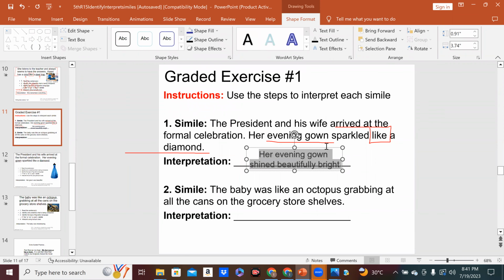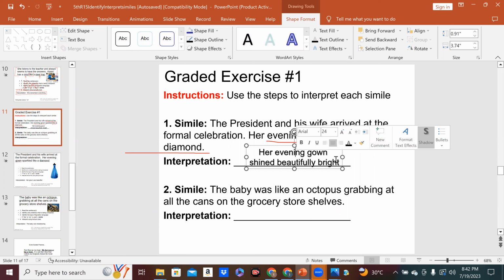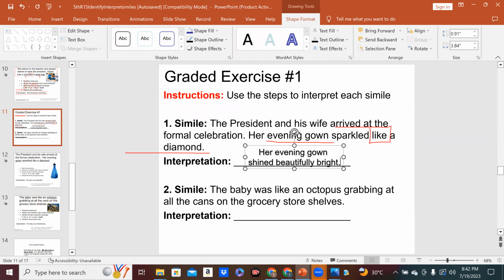But you have to include the idea of beautiful too, because the reason why they use the diamond and not the sun is because the diamond is also beautiful. So you must include that idea of beautiful or pretty or something like that. So it's not only shining, but it's also pretty. That's why I used the words sparkle and diamond. Okay, for the second one, we're going to do that now. Her evening gown shone beautifully bright. So that's the interpretation. The next one.